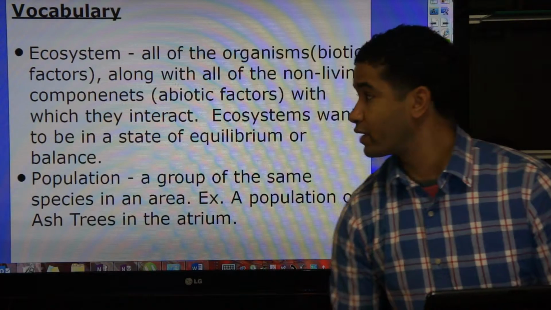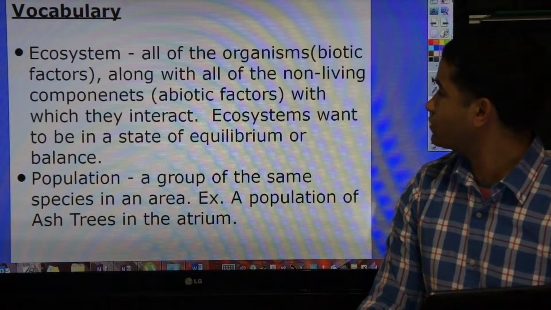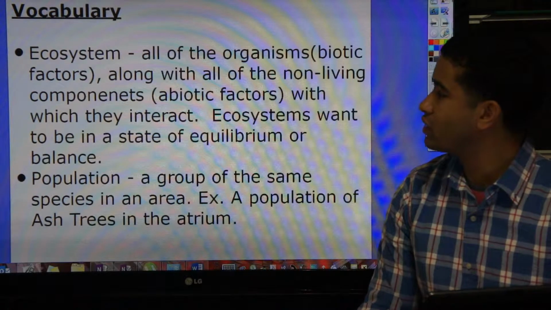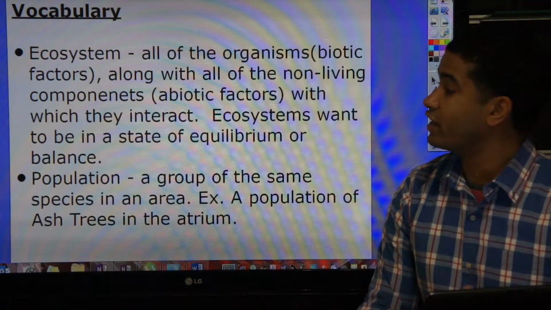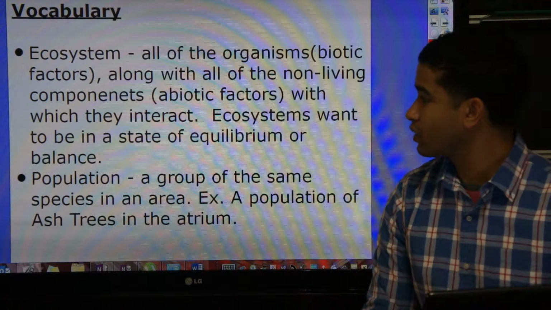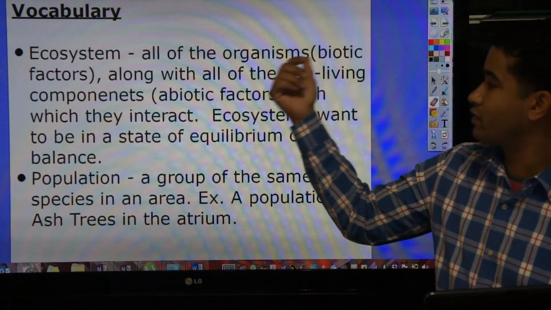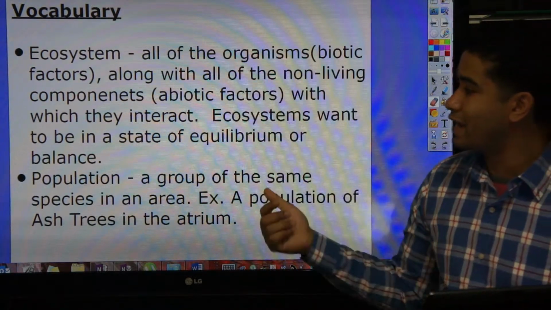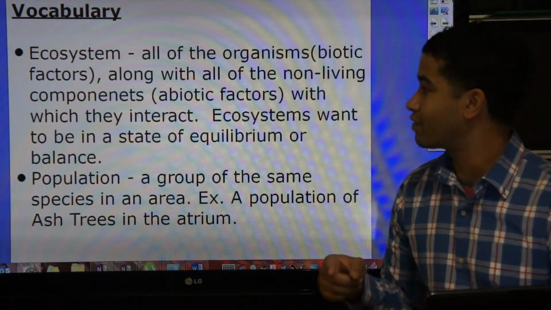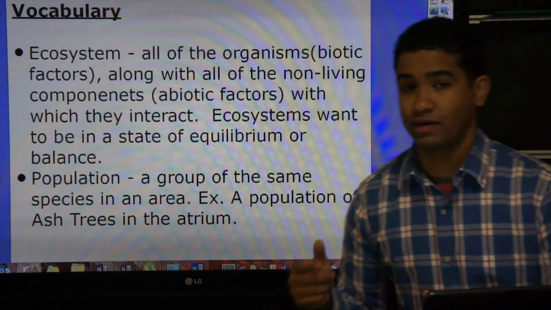So here are your vocabulary words. Ecosystem: all of the organisms, biotic factors, along with all of the non-living components, the abiotic factors, with which they interact. So the biotic factors, or the organisms, interact with the non-living parts of the environment.